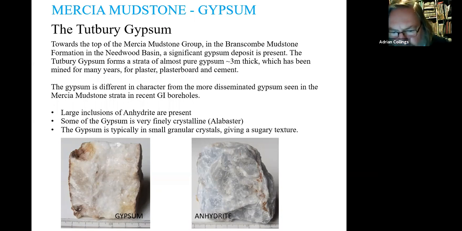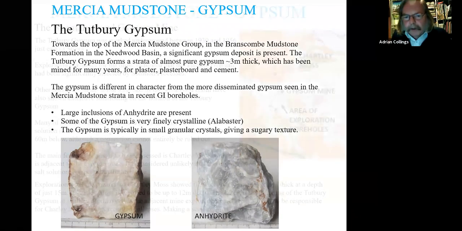The gypsum is different in character from the more disseminated gypsum seen in the Mercia Mudstone and recent GI boreholes. Large inclusions of anhydrite are present, and some of the gypsum is very finely crystalline, alabaster. The gypsum is typically in small granular crystals, giving a sugary texture.